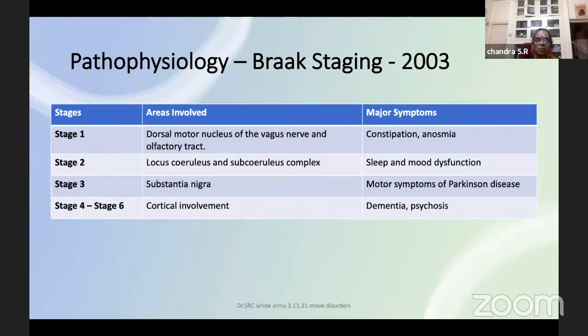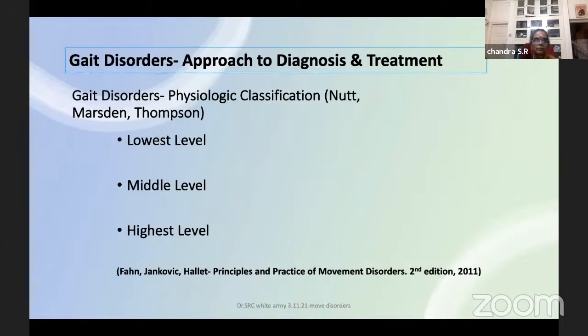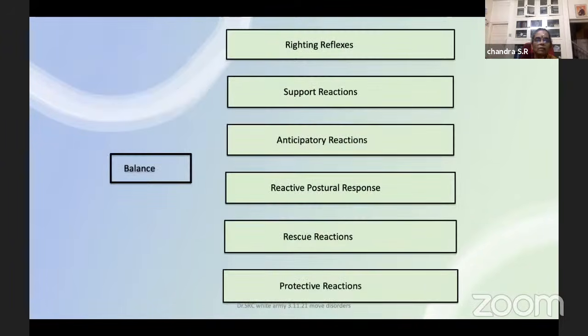That is the postmortem pathologic changes. So these things will be ignored. We will not give importance. And then when they come with the motor symptoms only, we diagnose. That's the third phase. So by the time the patient comes with the early motor symptoms itself, the degeneration has progressed a lot and has already reached the third phase. So gait disorders, you know, lower level, middle level, higher level, the Nutt classification. And lower level is muscles, tendons, joints, and nerves, roots.